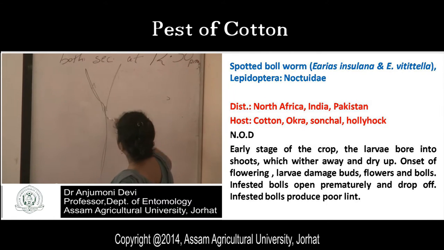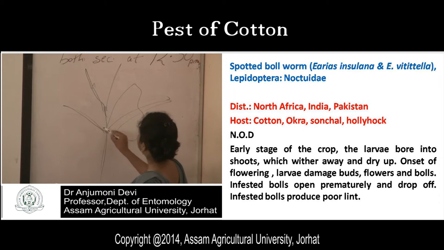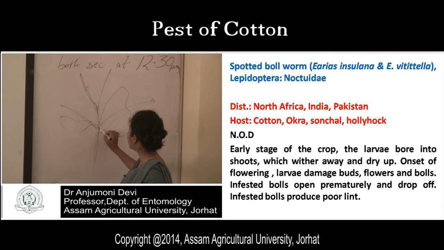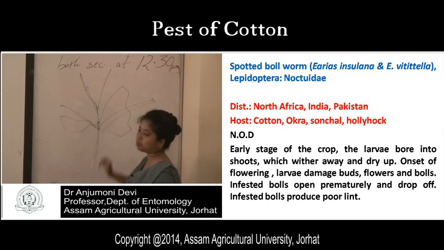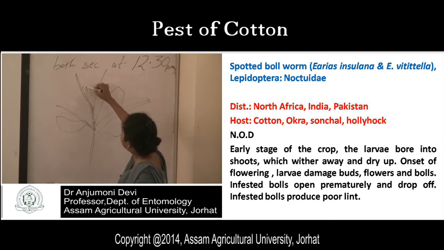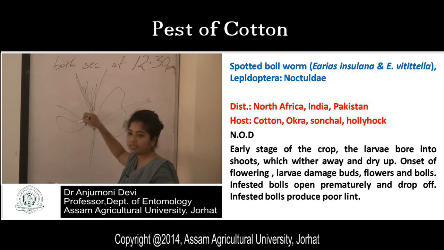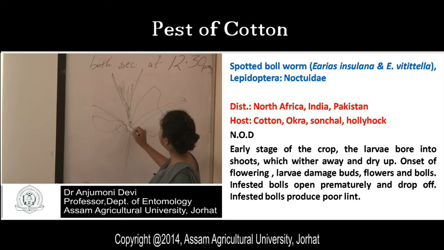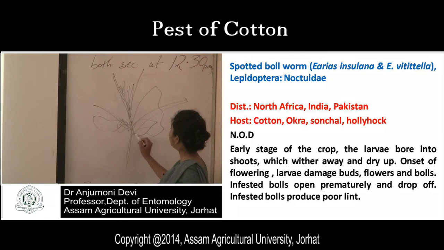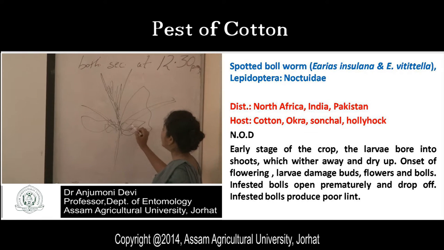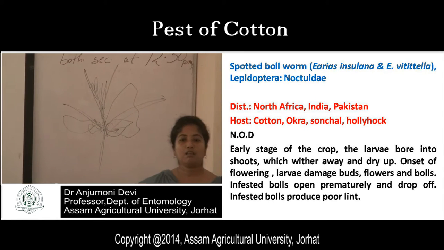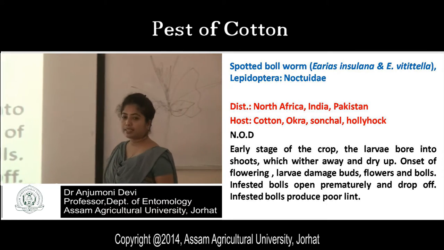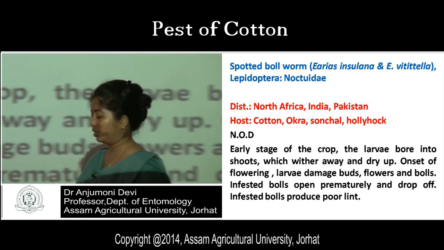Generally, the insulana infests the plants in early stage when there are no flowers. In that stage, the insect infests the shoot portion. As a result, the upper parts of the shoot dry and wither away. Then, when the buds are coming out or the balls are formed, the insect migrates to the balls and the flowers. And due to infestation of this insect, the buds fall down prematurely.